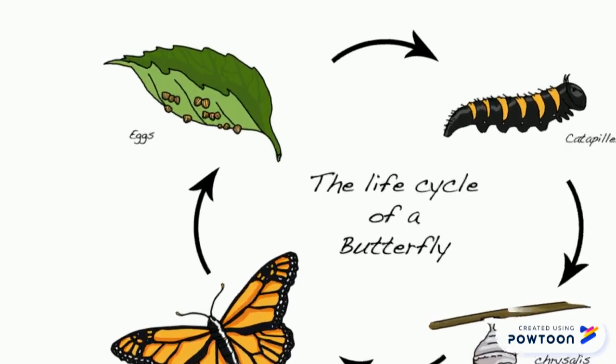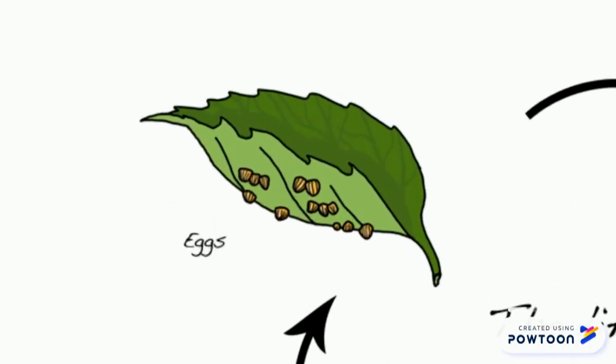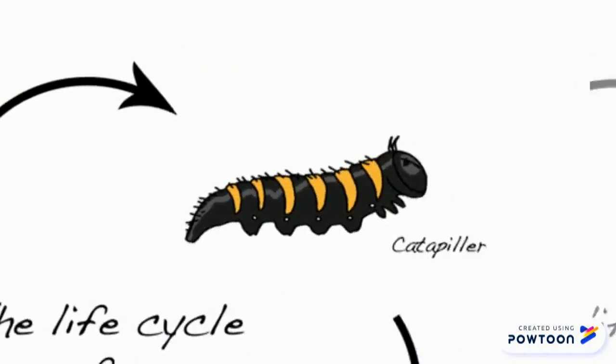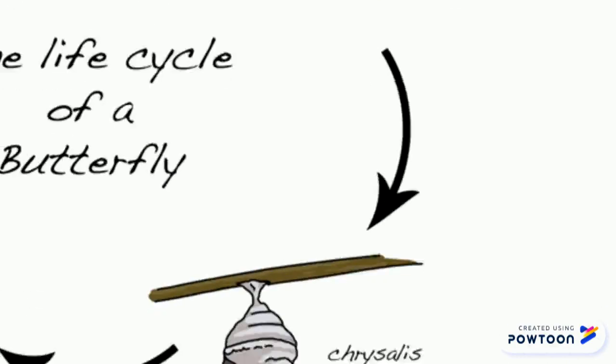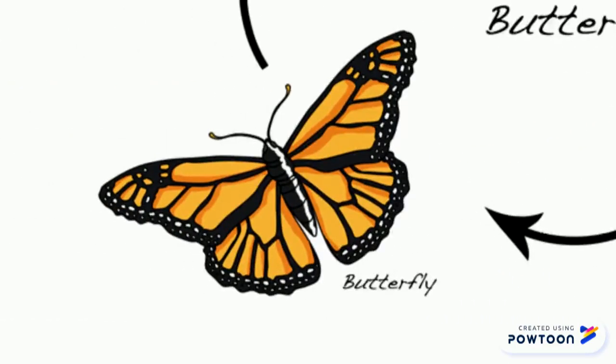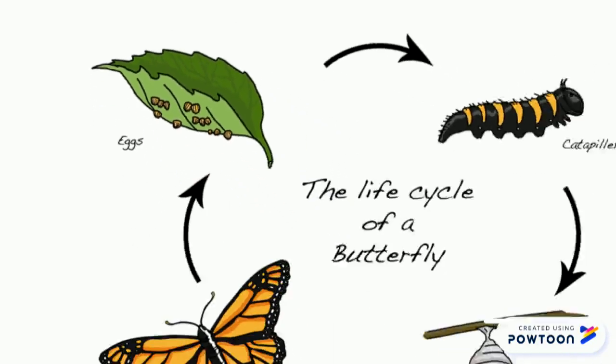The life cycle of a butterfly starts off as an egg. As it hatches, it becomes a caterpillar, then progresses into a chrysalis, and then finally a butterfly, which lays its eggs and the process starts over.